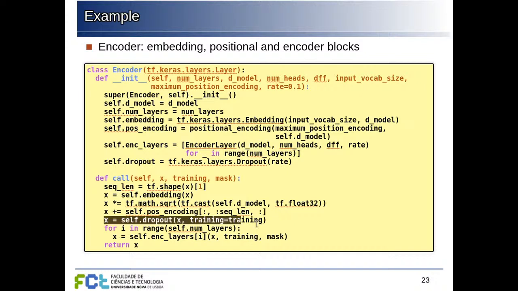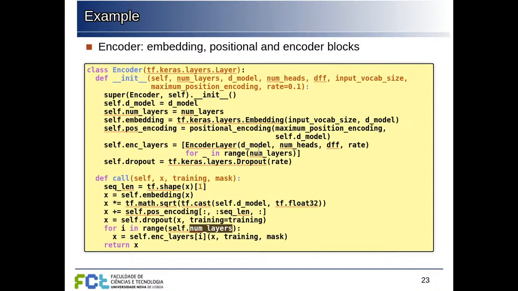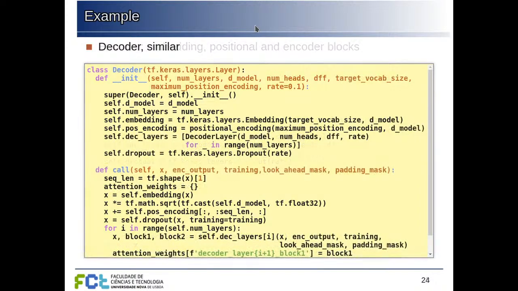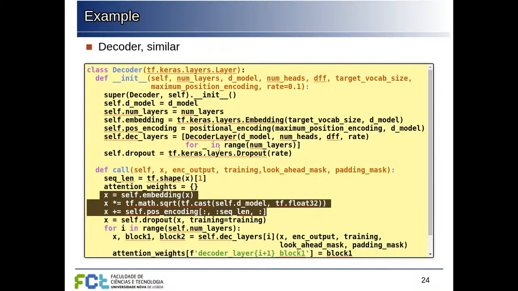So now we have a dropout layer for these initial vectors, and then the encoder blocks, the encoder layers, which have this number of layers that will be stacked together, and then the output from that will be the output of the encoder part of the model. We do the same for the decoder. So the decoder also needs to have embedding, also needs to have the positional encoding.